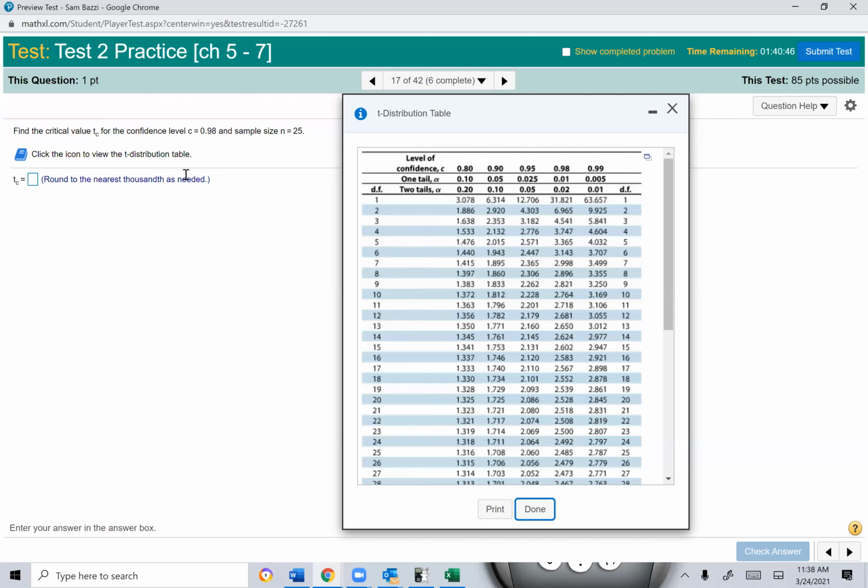So for this one, find the critical value tc for the confidence level 0.98 and sample size n is 25. So 98 and 25, guys, you have to do degrees of freedom. So 24, look right here. So it is 2.492. That's it. Done.